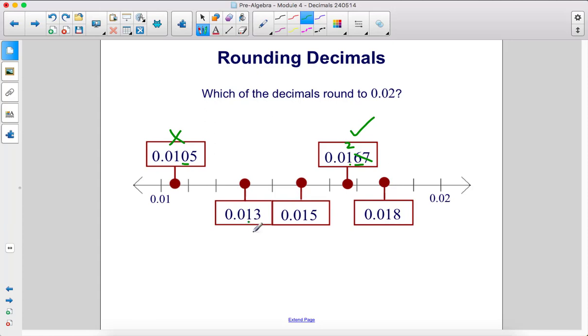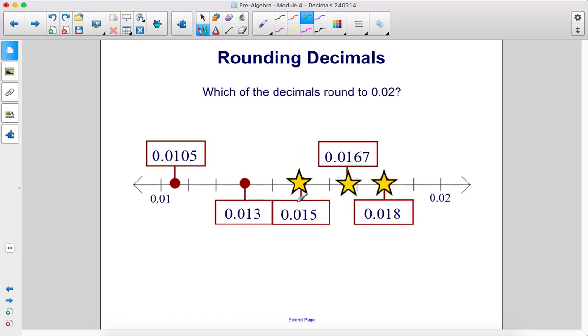Here, there's the hundredths. There's the thousandths. That is less than 5. Therefore, this will round down to 0.01, not that one. However, here, this is 5 or greater. Therefore, it's going to become a 0, and that 1 is going to become a 2. So that one as well. And here as well, that 8 is going to become a 0, and it's going to round this 1 up to a 2.